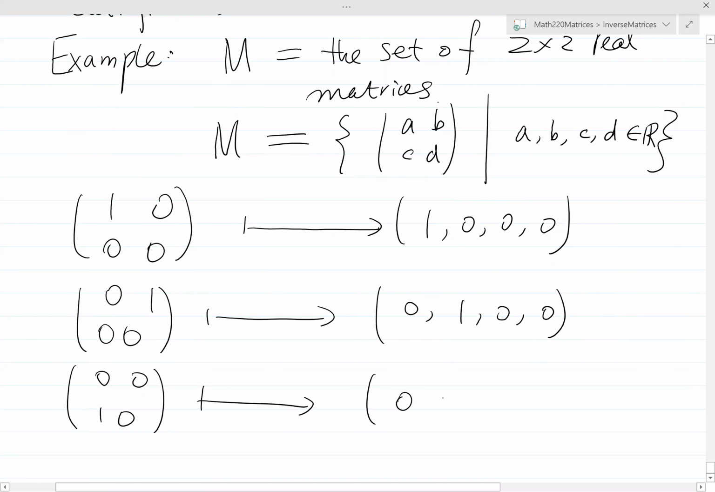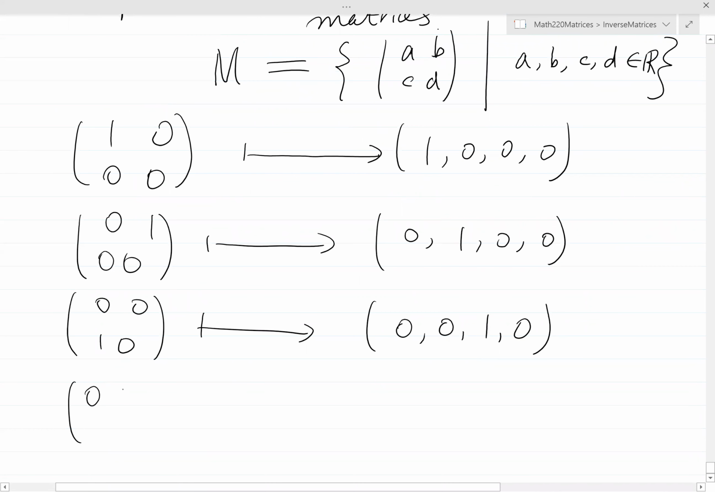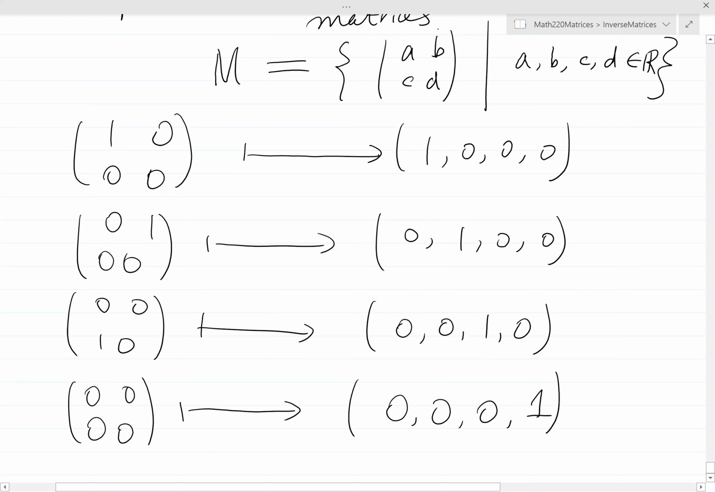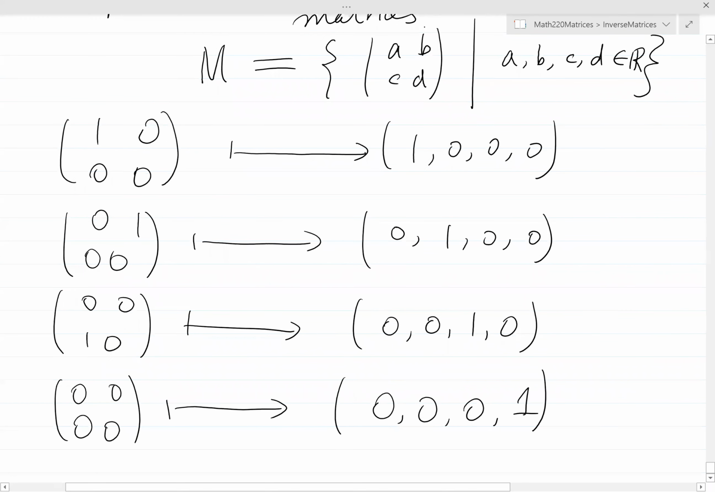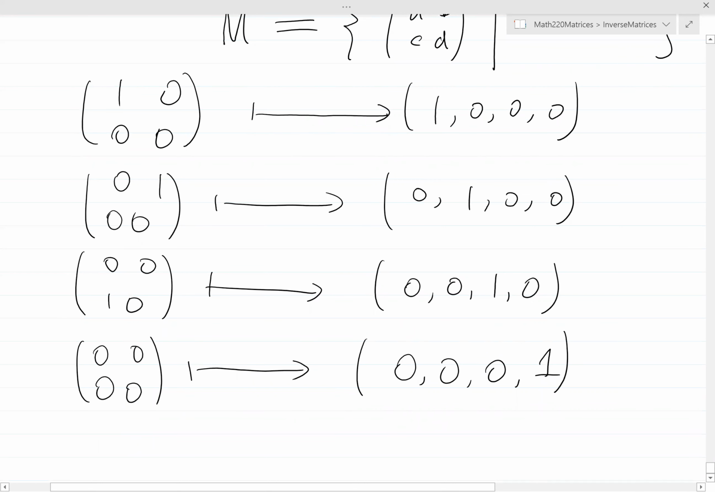So this is the third component, and this is the fourth component. Of course, this is just my own choice, and you can use your own choice to get this relation. So essentially, as a vector space, the set of 2 by 2 real matrices is nothing else. It's the same thing as R4, the four-dimensional real space.